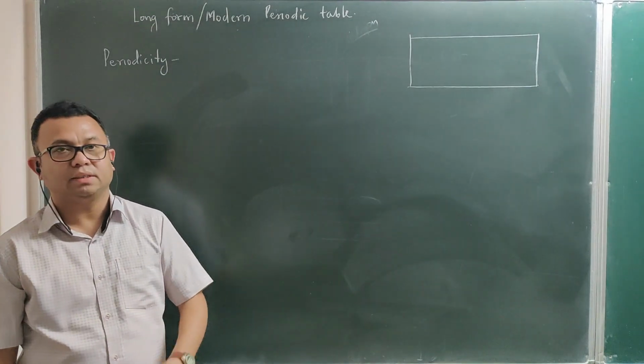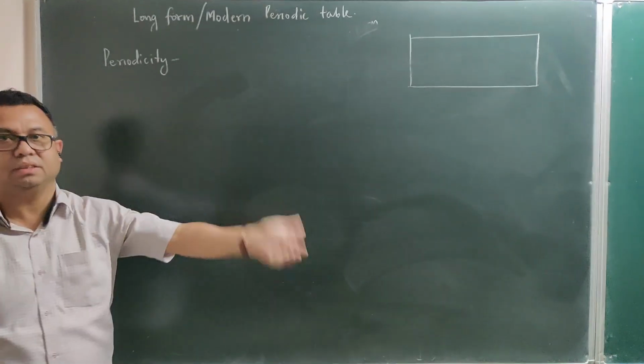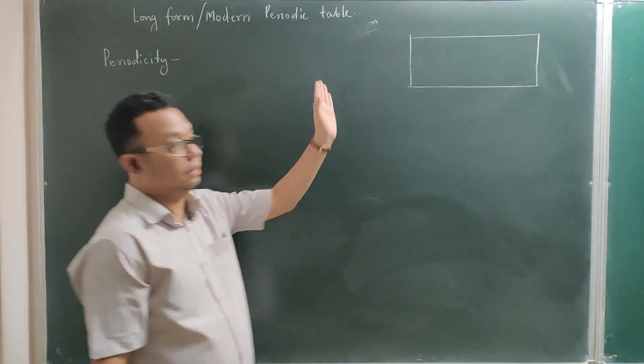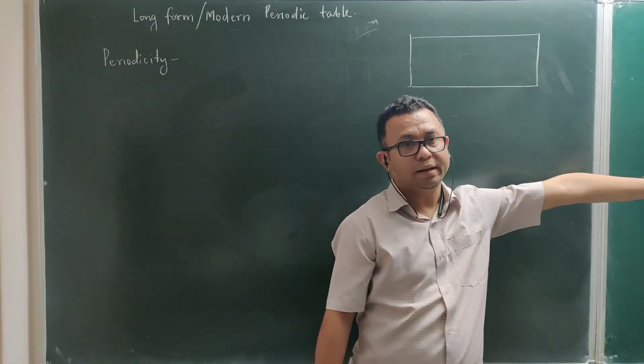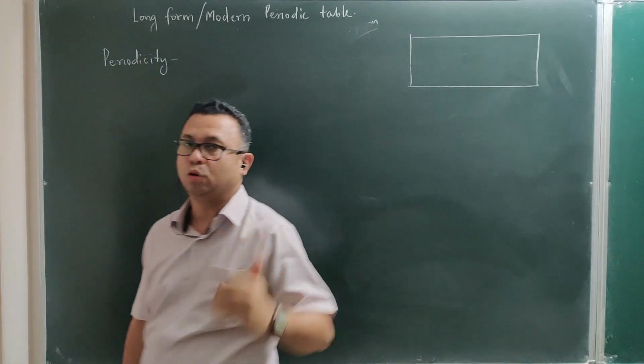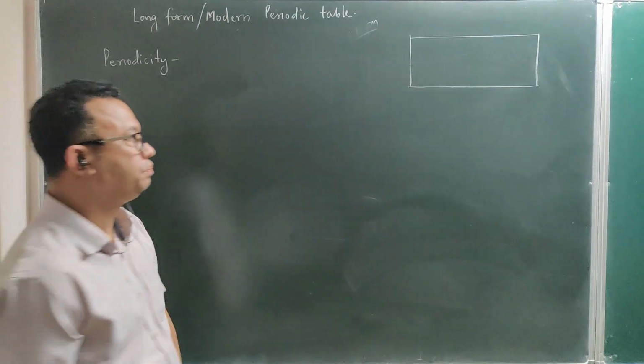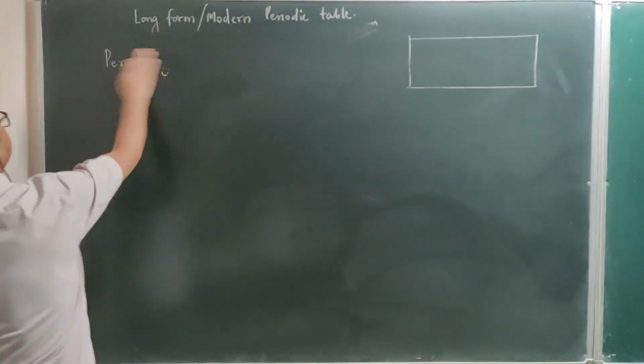So we are going to discuss the periodicity of these 6 properties as we move from left to right in a period, or from top to bottom in a group. Alright then, let us first start with atomic size.